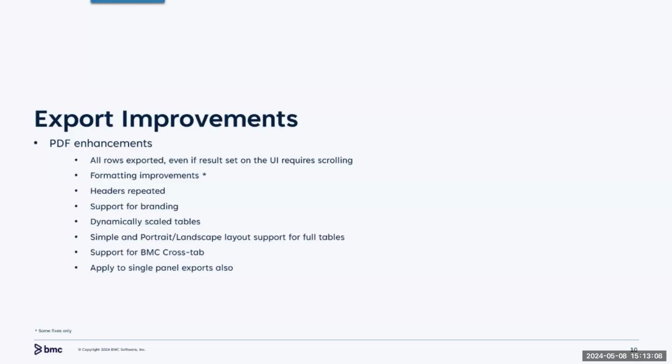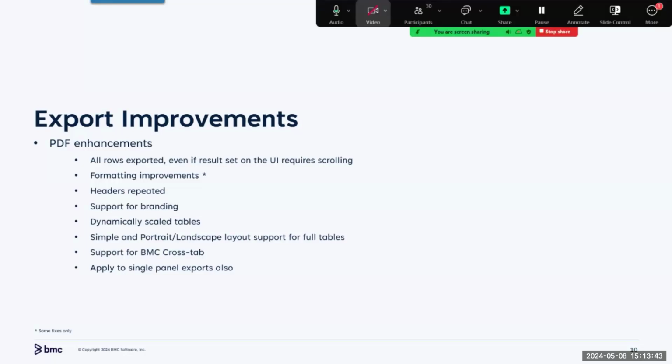Repetition of headers, another common requirement across our install base, is supported. There is support for branding now. When you export a report to PDF, we automatically scale the tables to accommodate the entire table. Support for simple and portrait or landscape layout. Support for BMC crosstab. And all of these enhancements that we have done to dashboards apply even if you export a specific panel from a dashboard. All of these improvements apply there as well.